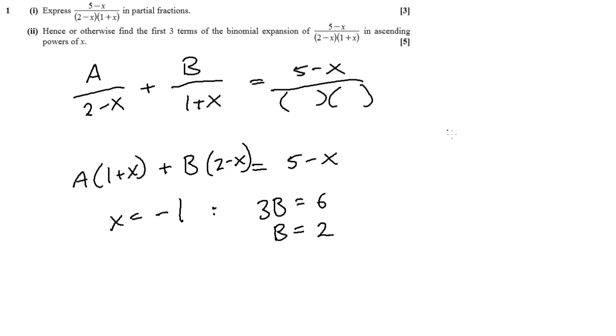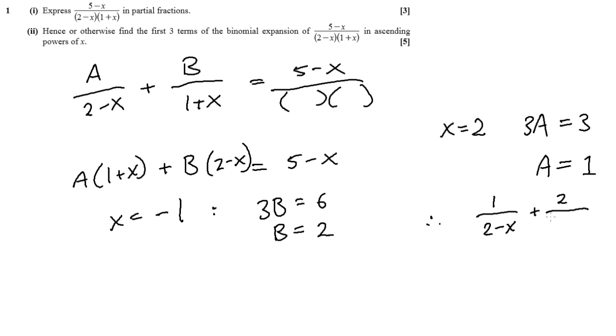Similarly, if you take x as 2, you'll be able to cancel this side so that you'll get an equation of a, let's see, that is 3a is equal to 3, which means that a is 1, and therefore your partial fraction should be 1 over (2 minus x) plus 2 over (1 plus x). So that's the first part of question 1 done.